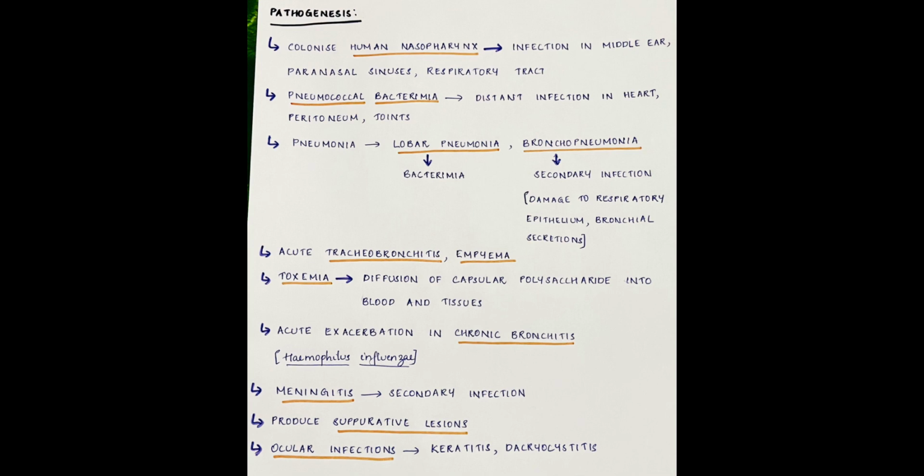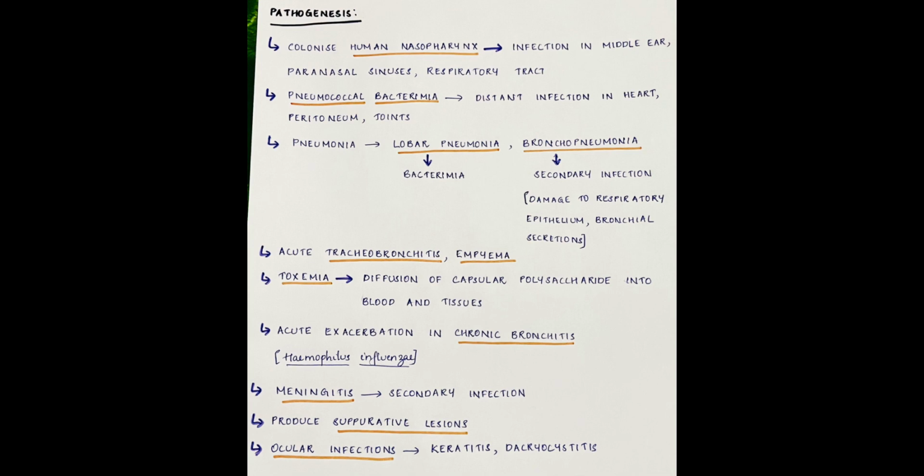And this bronchopneumonia also occurs as a terminal infection in aged patients. Okay, and they also cause acute tracheobronchitis and empyema. So this tracheobronchitis is the inflammation of both the trachea, that is the windpipe, and the bronchial tubes. Okay, and empyema is the accumulation of pus in the pleural space, that is the area between the membrane layers covering the lungs and the chest cavity.